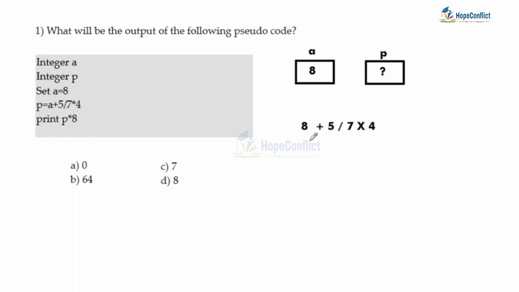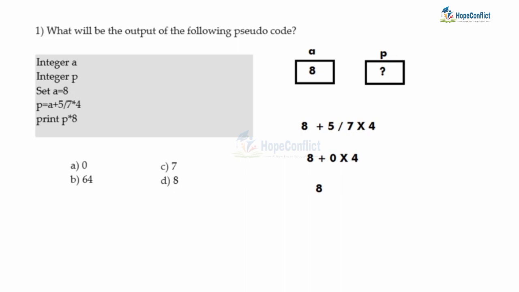Now after this the next statement is p is equals to a plus 5 by 7 into 4. This statement will look like this: 8 plus 5 by 7 into 4, because the value of a is 8. In this complete statement, first of all 5 by 7 will be solved. 5 by 7 will give us a float number, but as you know in programming, integer by integer is always an integer. So 5 by 7 will give us 0. That means this statement will become 8 plus 0 into 4, which will give us 8.